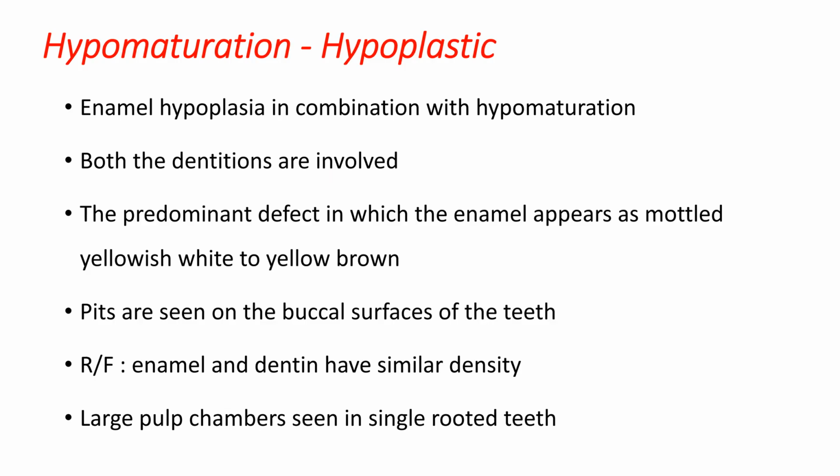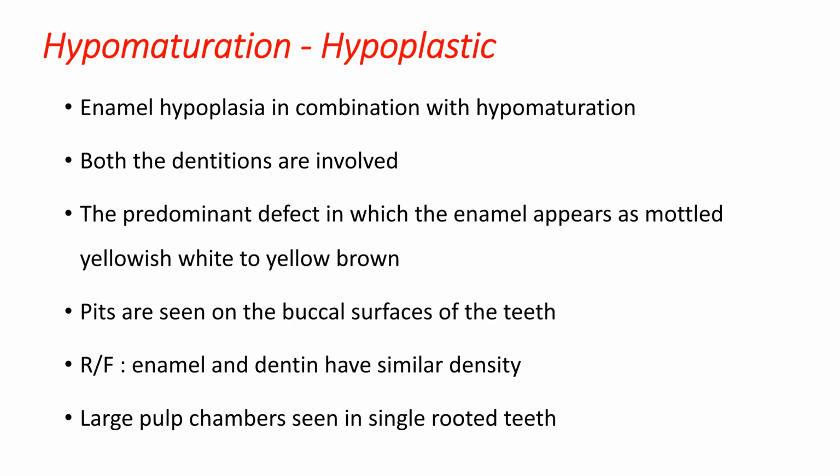Next is hypomaturation hypoplastic amelogenesis imperfecta. This type of amelogenesis imperfecta exhibits enamel hypoplasia in combination with hypomaturation. Both the deciduous and permanent dentitions are involved diffusely. Two patterns are recognized that are similar but differentiated by the thickness of the enamel and the overall tooth size. In the hypomaturation hypoplastic pattern, the predominant defect is one of enamel hypomaturation, in which the enamel appears mottled, yellowish white to yellowish brown. Pits are frequently seen on the buccal surfaces of the teeth.